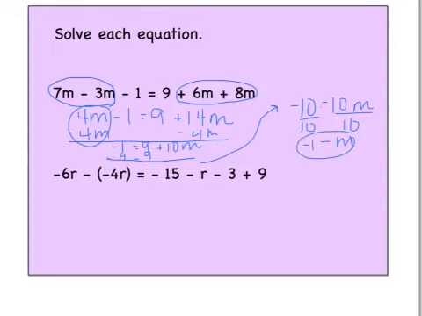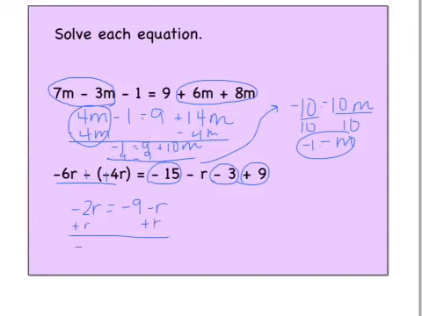The next one, I'm going to do the keep it, change it, flip it, and combine like terms over here. That's going to give me a negative 2r equals, over here I've got negative 15 minus 3 plus 9, so negative 18 plus 9 is negative 9 minus r. We'll add r to each side, which gives us negative 1r equaling negative 9. Divide by negative 1. And r equals a positive 9. So this is just a review of how to solve equations that have variables on both sides.